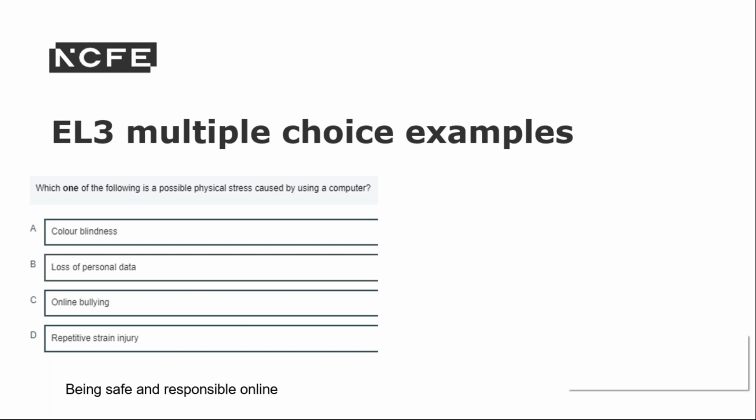So here we have an example of a question from the Entry Level 3 sample paper. The question assesses content from the Being Safe and Responsible Online unit. I'll give you a moment just to have a read of the question, and then if you could pop your answer into the chat box, that would be great. So the question is, which one of the following is possible physical stress caused by a computer?